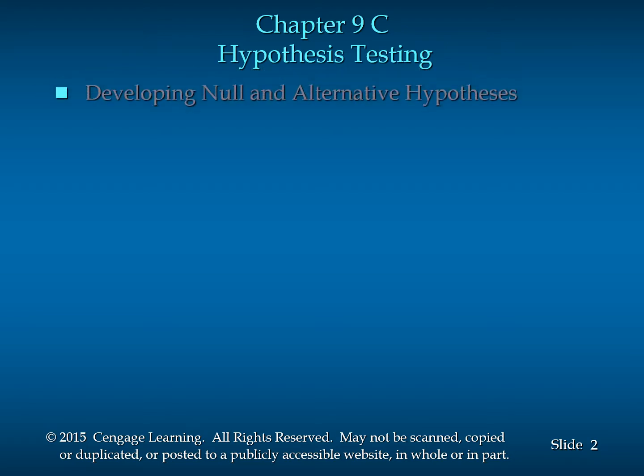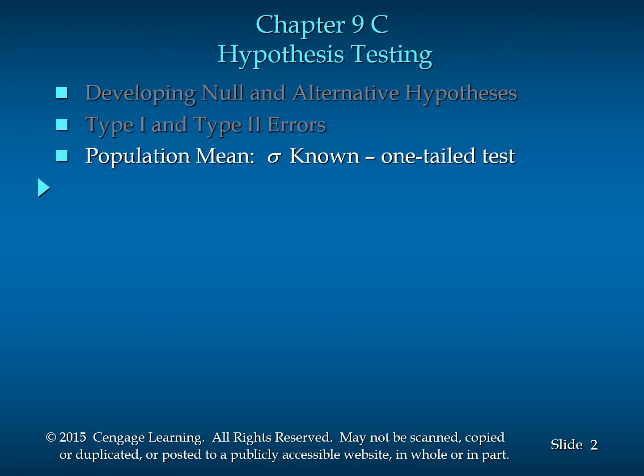We will now go through the process of hypothesis testing for a population mean when the population standard deviation sigma is known. And in this lecture 9C, we will examine the case for a one-tailed test.